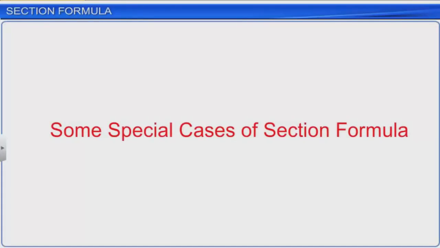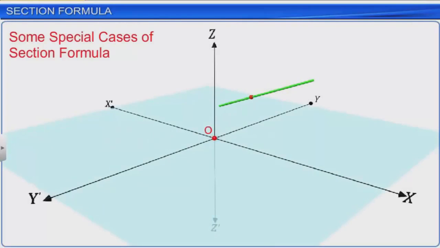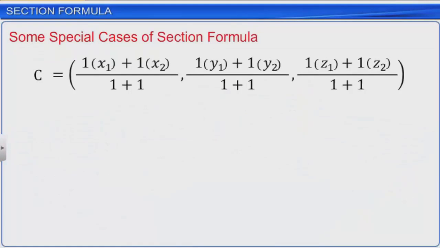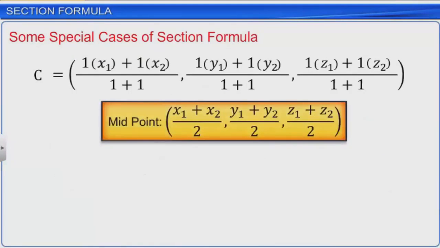Now, we will see some special cases of the section formula. Again, let's consider line segment AB in space. If point C divides AB exactly into two parts, then C is dividing AB in the ratio 1:1. Therefore, m:n is equal to 1:1. This implies that we can consider point C as the midpoint of AB. Substituting in the standard formula, we get this. Therefore, the midpoint of a line segment is as shown.